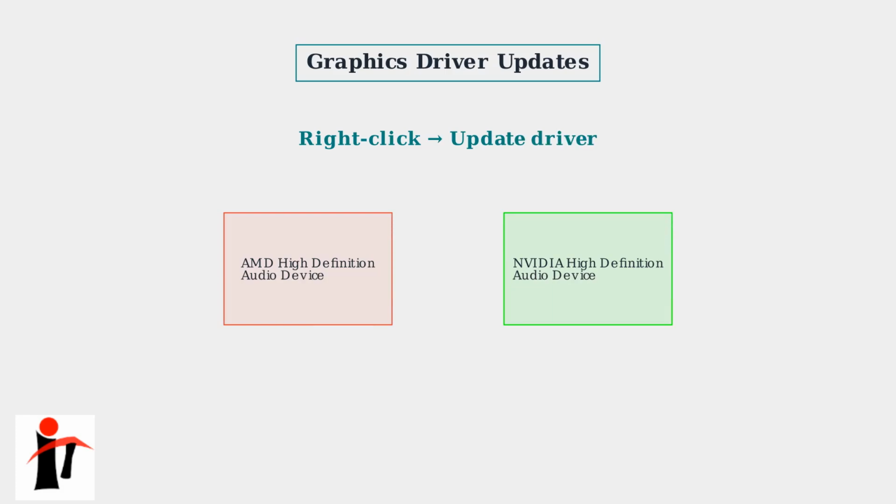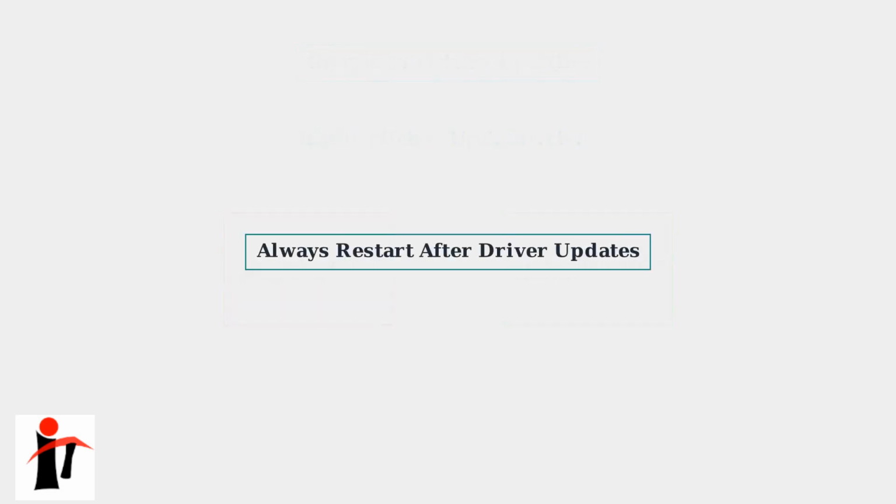Find your NVIDIA or AMD high-definition audio device. Right-click on it and select Update Driver from the context menu. After the driver update completes, restart your computer. This ensures the new audio drivers are properly loaded and configured.